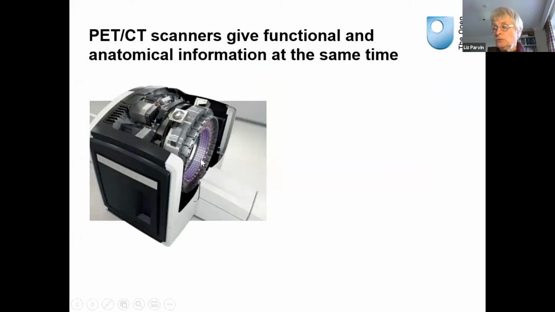And this is just to show you what happens here. The patient goes in here. You will have your PET detectors here. And then a bit further on, you will have the CT scanner. They're using different energies. The PET detector is using 511 keV, and the CT will be using lower energies, so they won't interfere with each other too much.